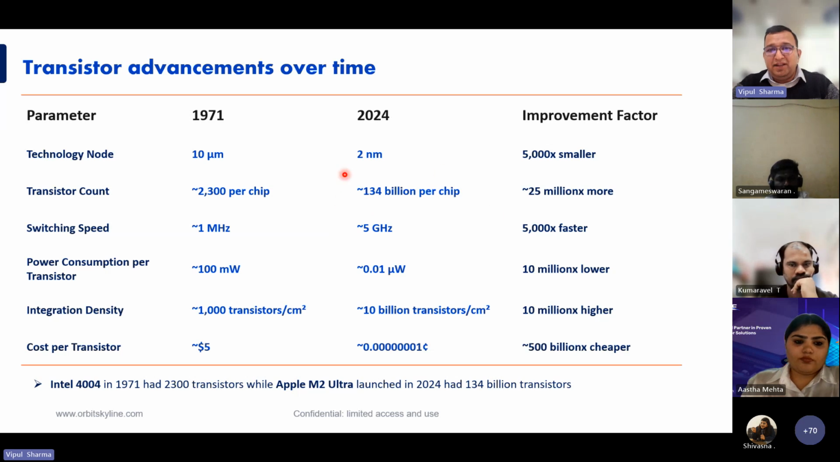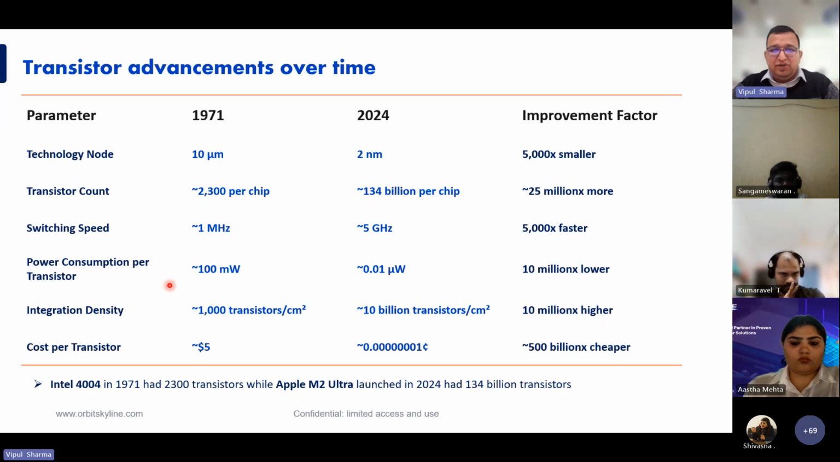Your number of transistors is increasing 25 million times, but the amount of power consumed by a single transistor is decreasing 10 million times because the size has decreased so much. And this is integration density, like how many transistors can be fabricated on a unit area. In this case, it is 1 centimeter square. So 5 decades back, it was only 1,000 transistors per centimeter square. Now it can be 10 billion transistors per centimeter square. And that is 10 million times.